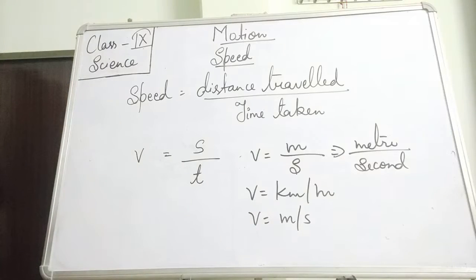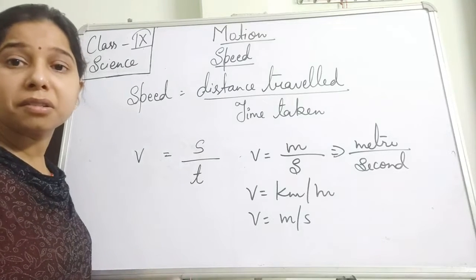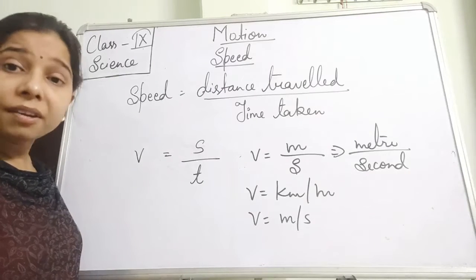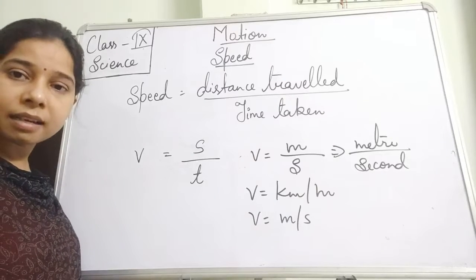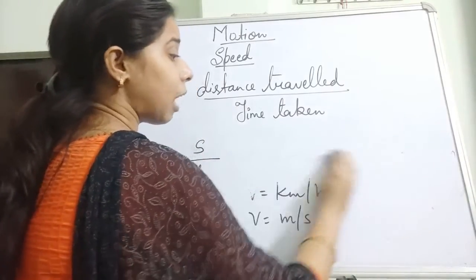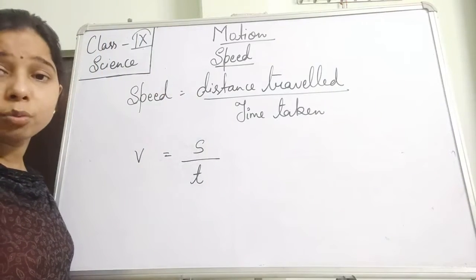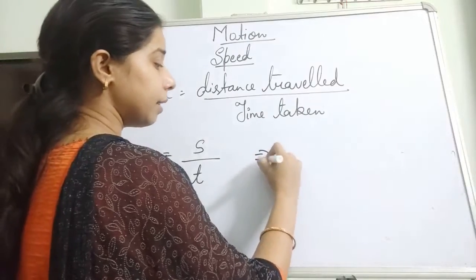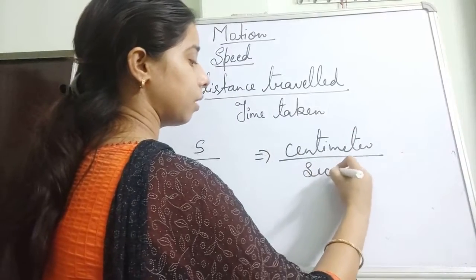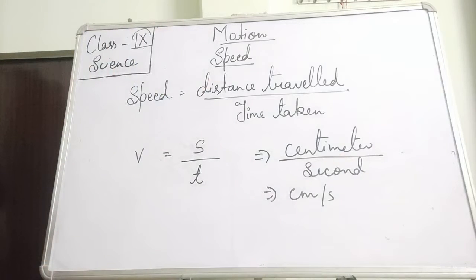If we are considering a very large or long distance, then we will use kilometer per hour. If it is mentioned that we should measure it in the SI unit, then we will measure it in meter per second. But if the speed we have to calculate is for a very small distance, then instead of meter, we can use centimeter. Centimeter upon second. So instead of meter, we will use centimeter per second.